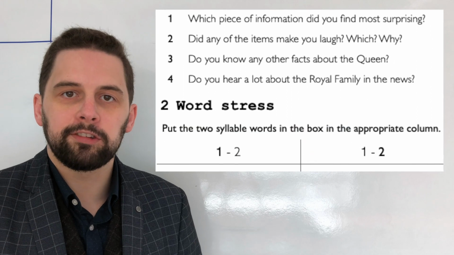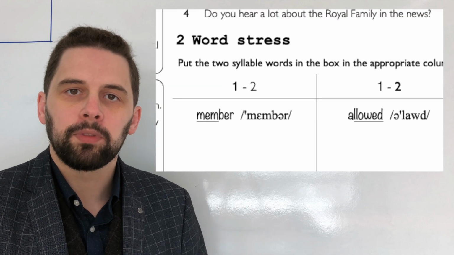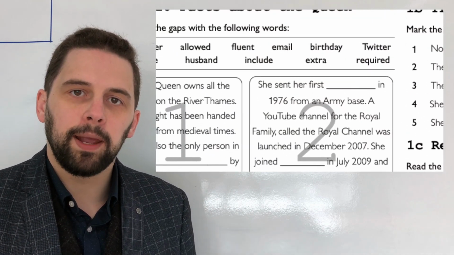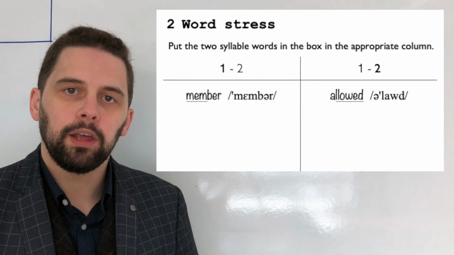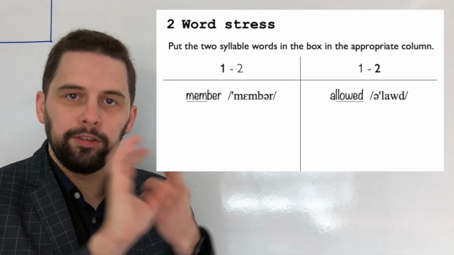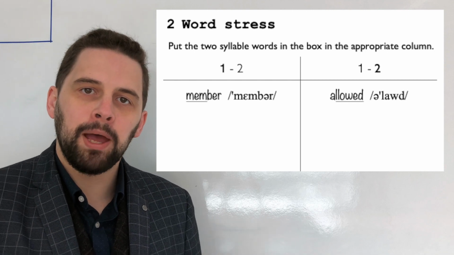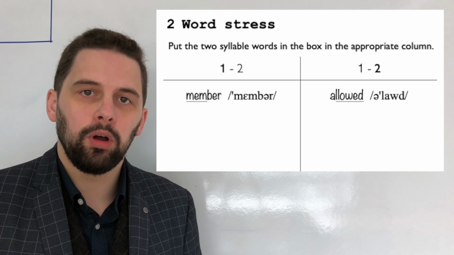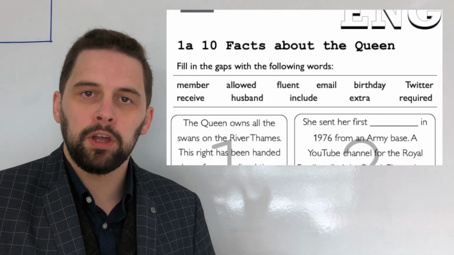And number 2 is word stress. So this is about pronunciation. You need to look at those words with the 2 syllables from the first activity. So the words like member, receive, husband, Twitter. You need to put them into the 2 columns if the stress is on the first syllable or the second syllable. For example, member, it's on the first syllable. Member, not member. And for allowed, it's on the second syllable. Loud, allowed. It's not allowed, it's allowed. So it's on the second syllable.